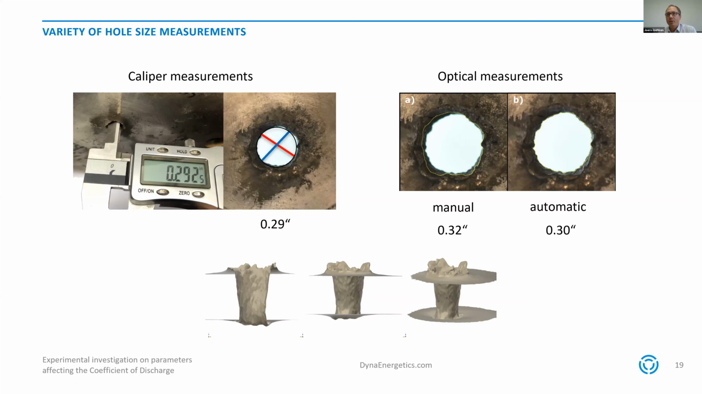Another possibility to measure the hole size is by optical measurements. So you photograph your hole, and then with the software, you can measure the hole size. You can use either an automatic algorithm, and it determines just the bright area of your hole. And from that, it really covers nicely the complete bright area. And you get a value which is slightly higher than the one with the calipers, of 0.3 inches.